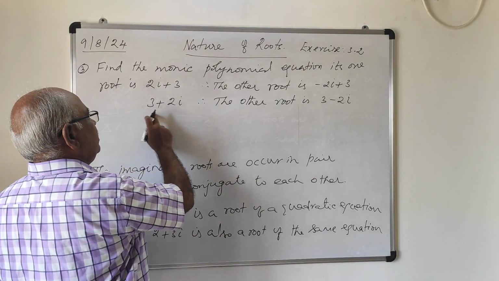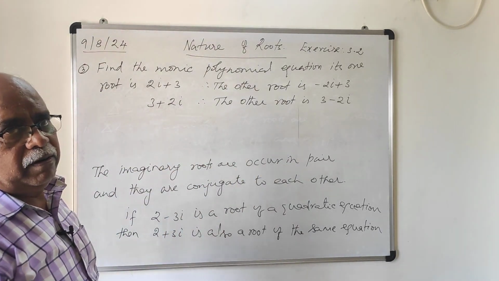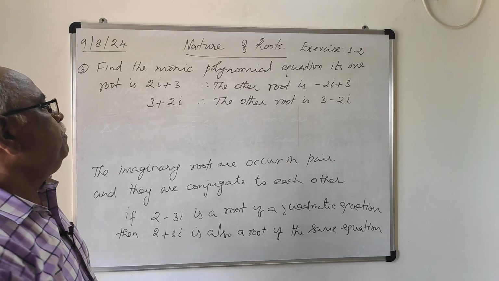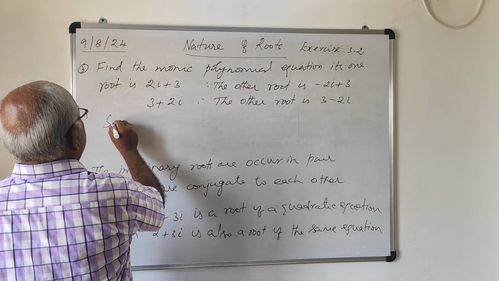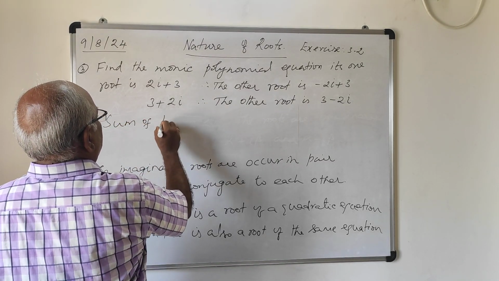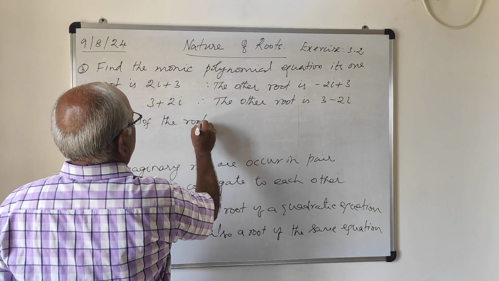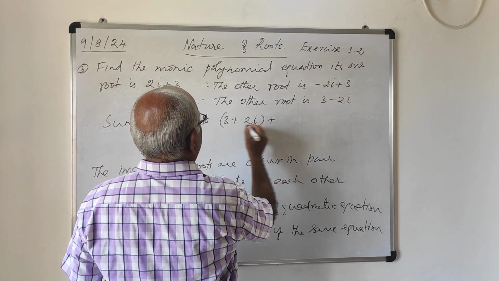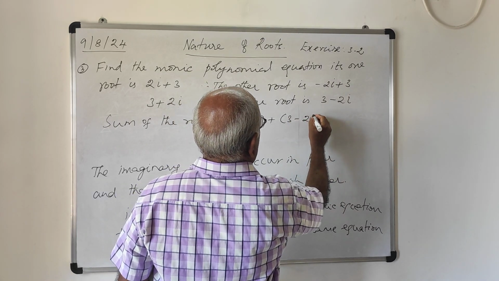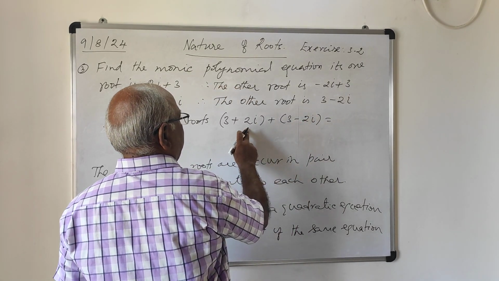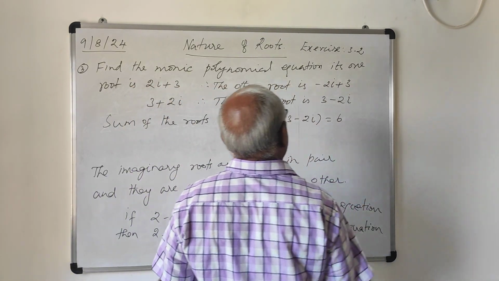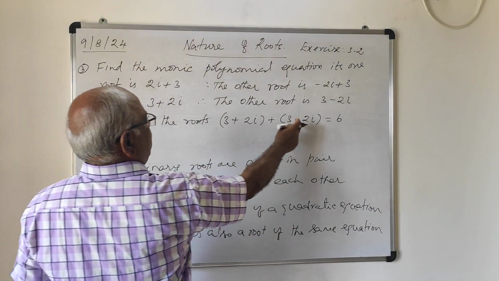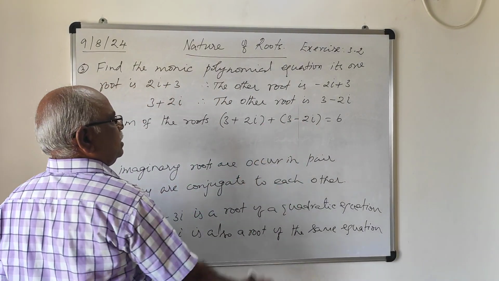Having these roots, we have to find the equation of minimum degree. For that, we first find the sum of the roots. Sum of the roots is 3 plus 2i plus 3 minus 2i. In this case, 2i minus 2i get cancelled, and 3 plus 3 is 6.